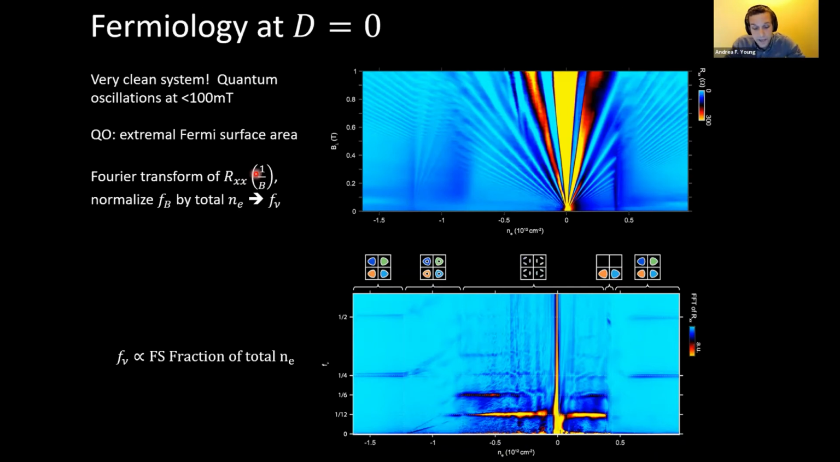That gives you a frequency in Tesla, and then we normalize that by the total charge density. So what's plotted here is the Fourier transform as a function of what I'll call F_nu, and F_nu measures the fraction of the total electrons in a given Fermi surface. Let's start off on the left. This is at high densities where we think the Fermi surfaces are simple, and you see that F_nu has a single peak at 1/4. What that means is that you have extremal orbits of the Fermi surface which encompass 1/4 of the total density.